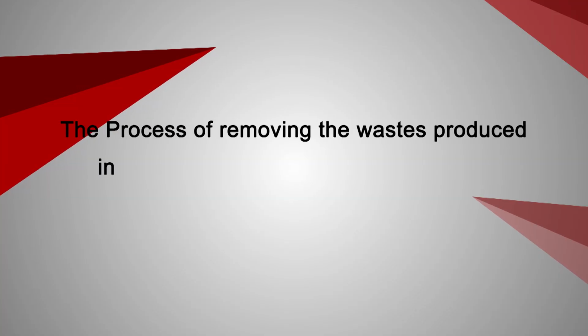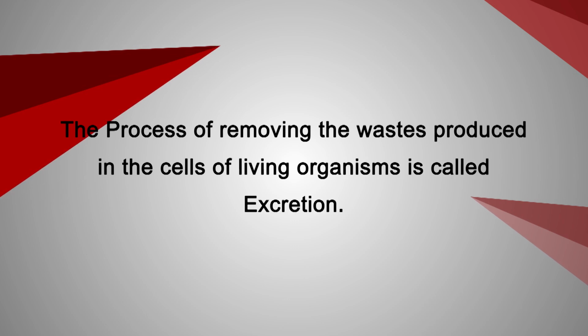When our cells perform their functions, certain waste products are released. These are toxic and hence need to be removed from the body. The process of removing the wastes produced in the cells of living organisms is called excretion. The parts involved in excretion form the excretory system.